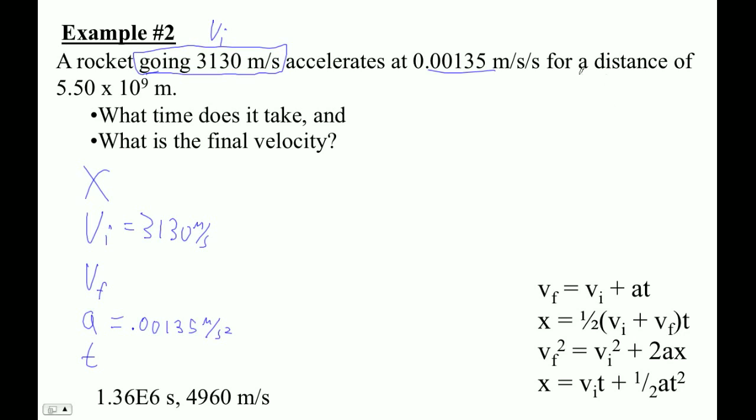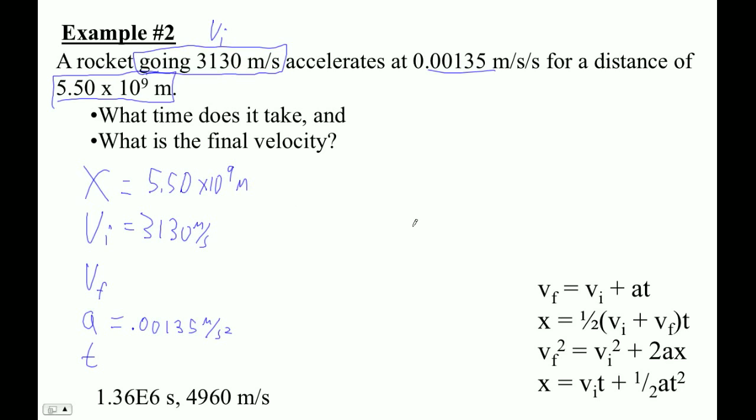Well, anyway, like I said before in the previous video, it's been a long day. It's okay to make mistakes sometimes, boys and girls. So the distance is 5.5 times 10 to the 9th meters, and there is the aforementioned scientific notation. 5.50 gigameters. It's a lot.